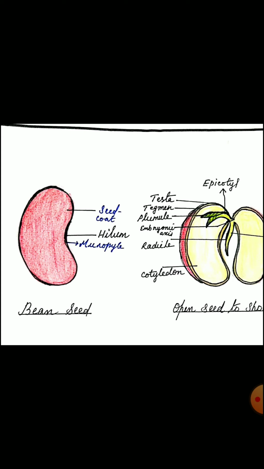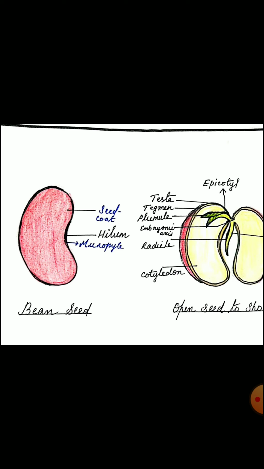On the concave side, a whitish scar is present called the hilum. This is the spot where the ovule was attached to the ovary wall through the placenta. Near the hilum, a minute opening is present, called the micropyle. What are the functions of the micropyle? It allows diffusion of respiratory gases during seed germination. And also, seeds absorb water mainly through this micropyle.